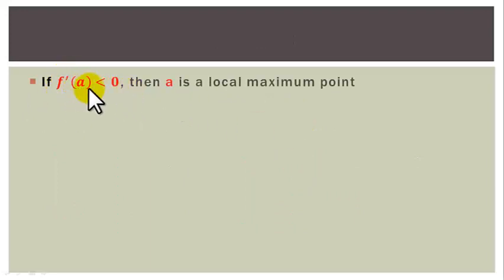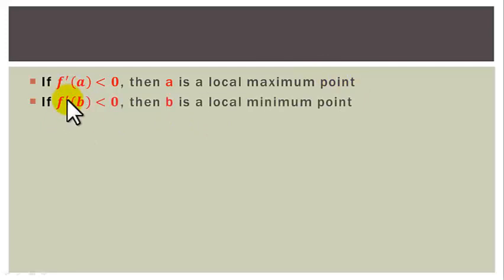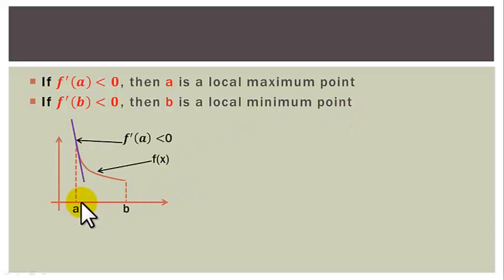If the first derivative at the point A is less than 0, then the point A is a local maximum point. And if the first derivative at the point B is also less than 0, then the point B is a local minimum point. This is a diagram illustrating this. This is a curve y equal to f of x defined over the interval AB. At the point A, the tangent to the curve at that point is this line, which has a negative slope. That is, f prime A is less than 0.